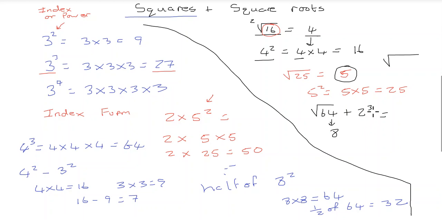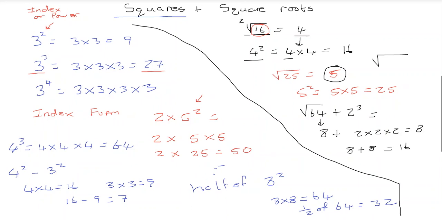And then 2 to the power of 3. What does that mean? It's 2 multiplied by 2 multiplied by 2, which is equal to 8 as well. So this is going to be 8 plus 8, which is equal to 16.